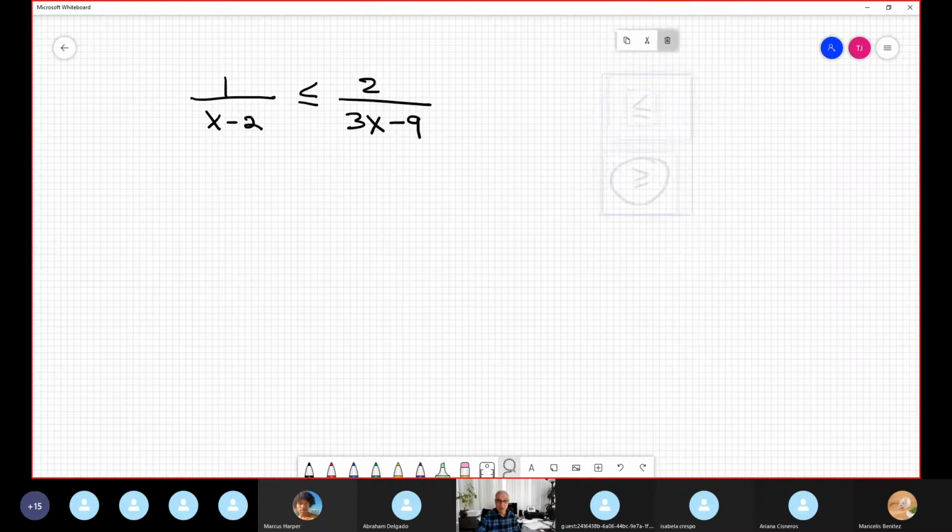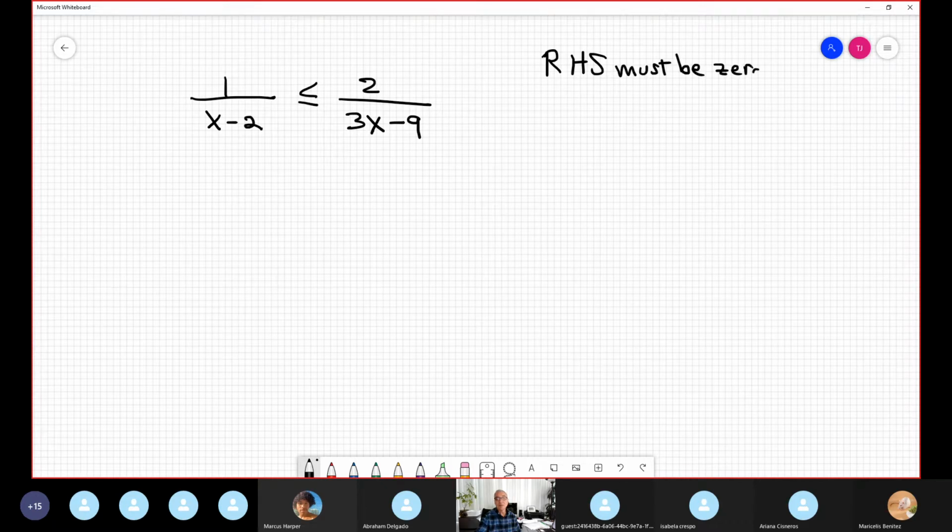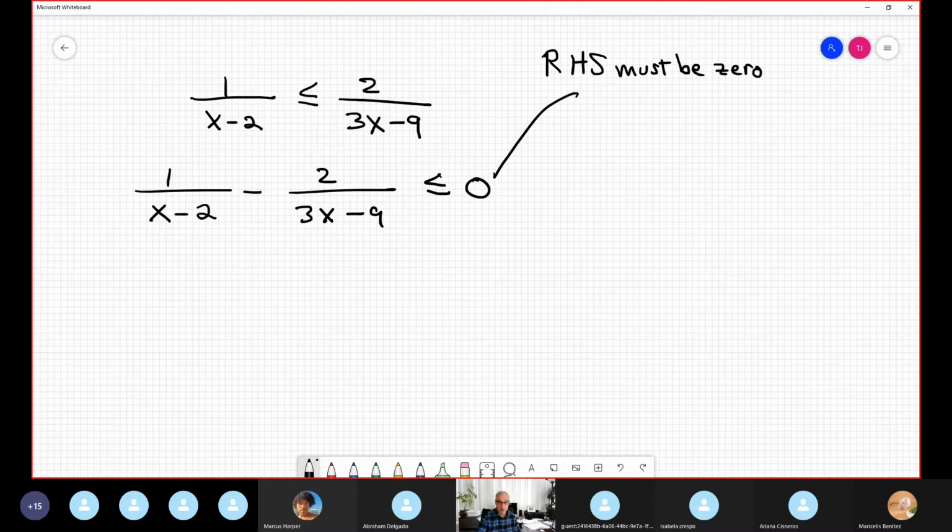In my opinion, the best way is, as always, and I repeat this idea one more time: remember the principle, the right-hand side must be 0. Therefore, I move everything: 1 over x minus 2 minus 2 over 3x minus 9 less than or equal to 0. This is super important. In any problem, you must create that. So far, it's okay?